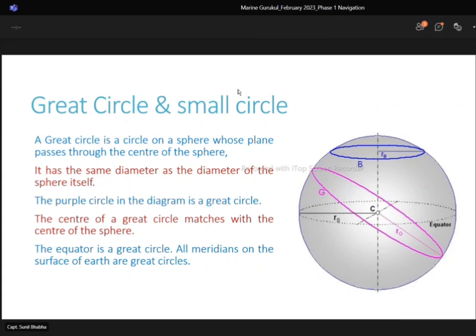Sir, in this slide which is being displayed, it's written that the purple circle is a great circle. Yeah, that's right. But its center does not pass through the center of the Earth. This one? Okay, the purple is this one, beta. The pinkish one, the reddish tint. Pinkish one, understood. I was mistaken with the above one. Understood, sir. That's the blue one. The blue one is the small circle, and the pink one is the great circle. Is it? Okay, sir. Thank you.